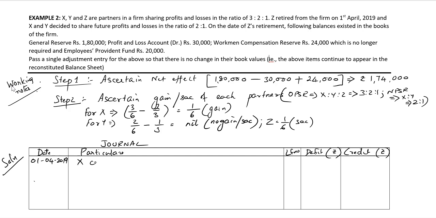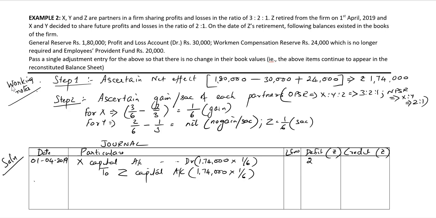Gaining partner X, X capital account debit, to the retiring partner Z capital account. Amount of net effect, which is 1,74,000. In the case of X, multiplied by his gain, 1/6. And in the case of Z, it's 1,74,000 multiplied by his sacrifice, which is 1/6. On dividing, we have 29,000 rupees.